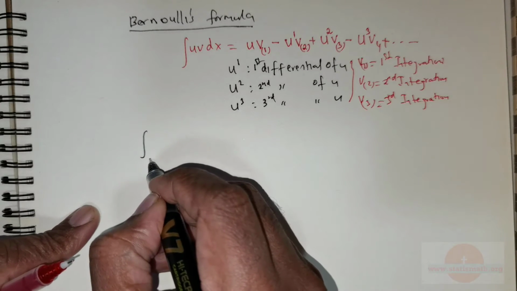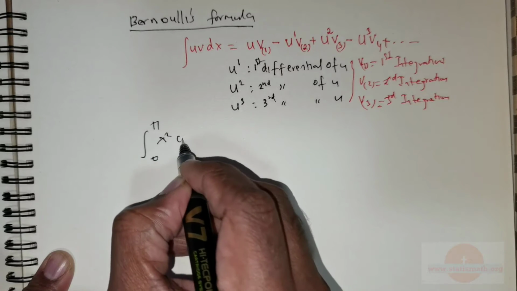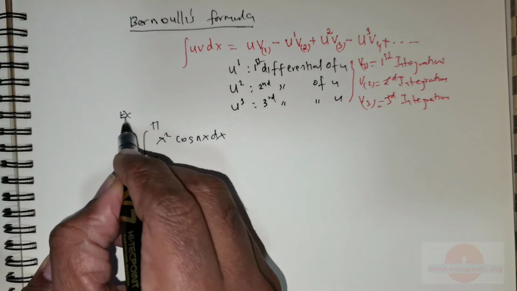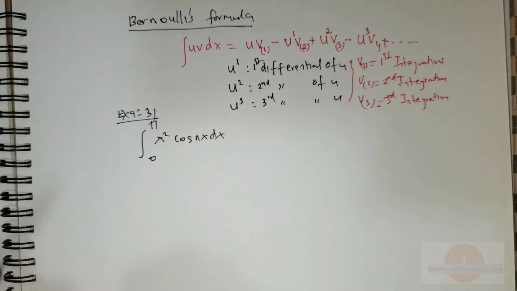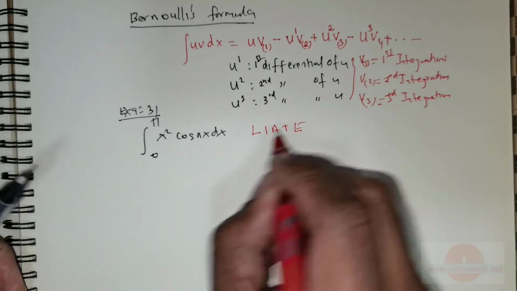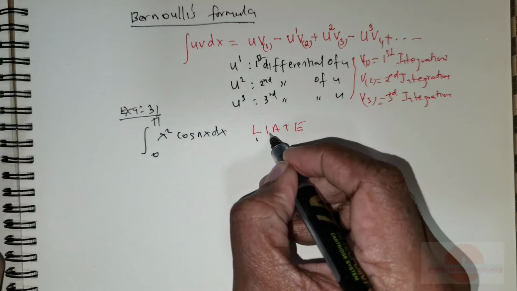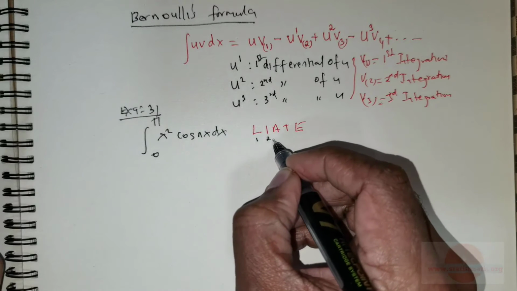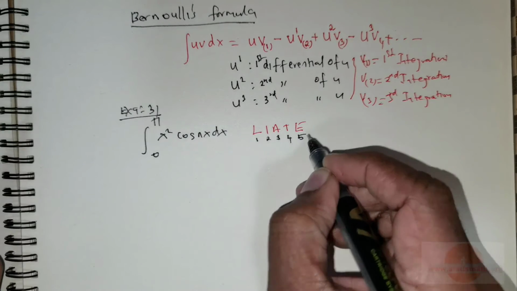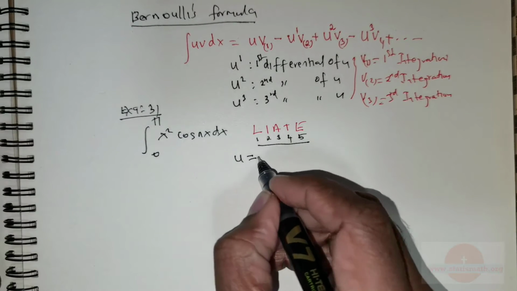Integral 0 to pi x squared times cos nx times dx. This is example 9.31. So what I'm going to do is I'm going to use the LIATE rule, L-I-A-T-E. Now L stands for the first function, which is logarithmic. I is inverse, second function. The third is algebraic, followed by trigonometric fourth, and exponential is number 5. Based on this order, you have to assign the value for u.